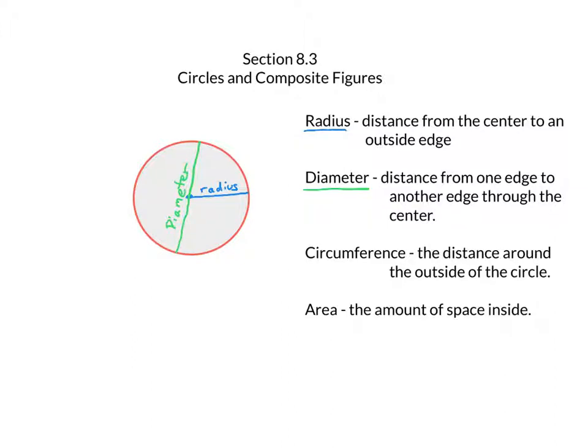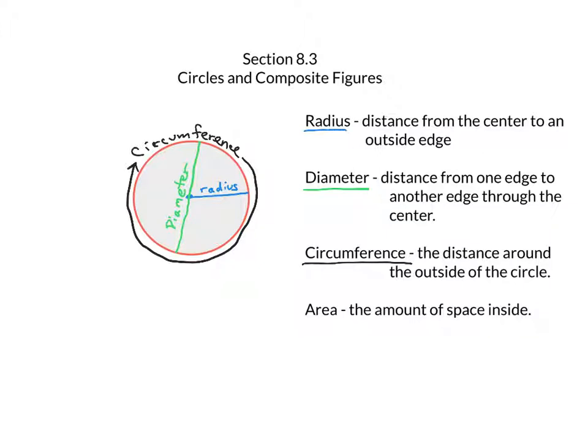The term circumference refers to the distance around the outside of the circle. So I'm just going to label this the circumference. The circumference is the distance all the way around. Some people might say it's the perimeter of a circle. In some ways you could say that, but the correct terminology is the circumference of a circle.